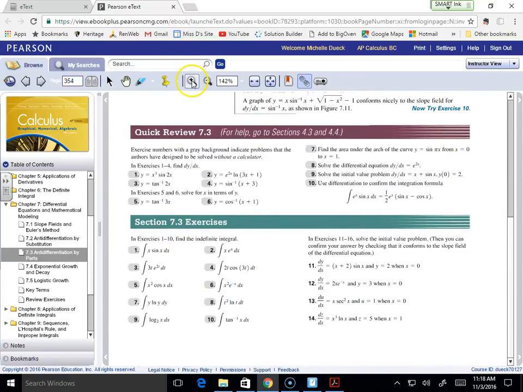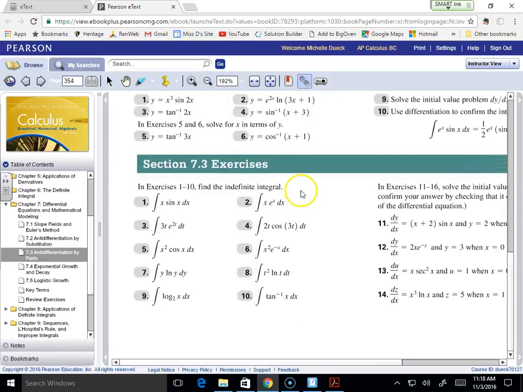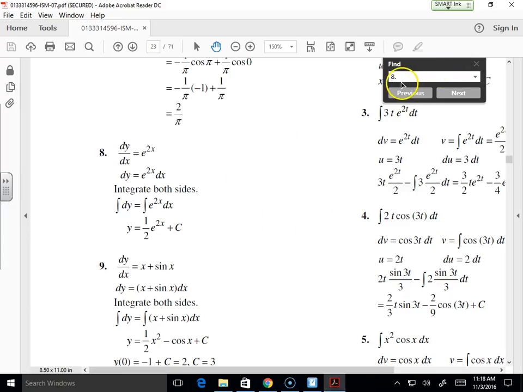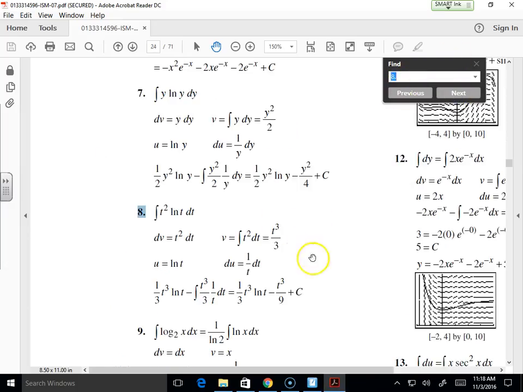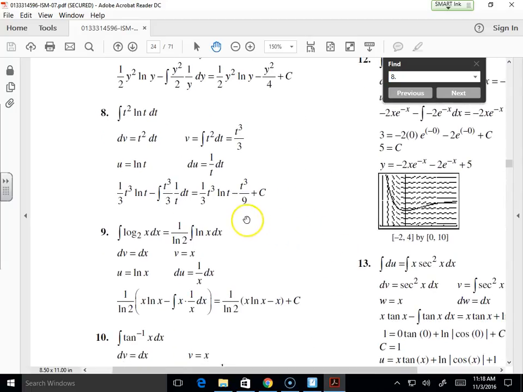Number 8. Oh. Yes, t squared. Wait, what's going on? Hold on. Maybe it gave me the 8 from up above. Hold on. There we go. Sorry. I forget that it sometimes doesn't go the way that I would go. Number 8: 1/3 t cubed ln t minus t cubed over 9 plus c.